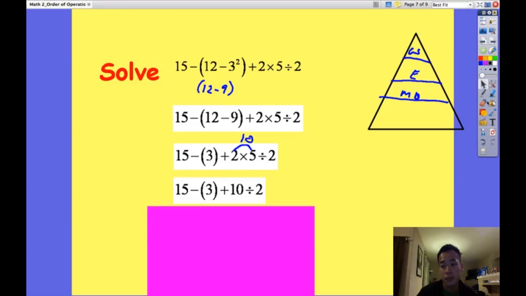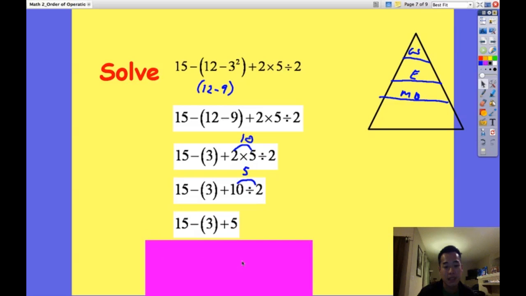And then next, I already did the multiplication, but there's a division, so I'm going to go ahead and do that one. So 10 divided by 2 is equal to 5. I'm slowly breaking it down, simplifying my expression. And then that's what I have. And then lastly, in my triangle, I have adding and subtracting.